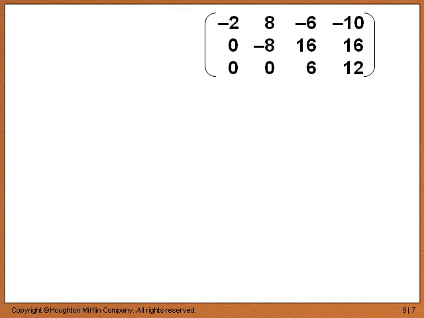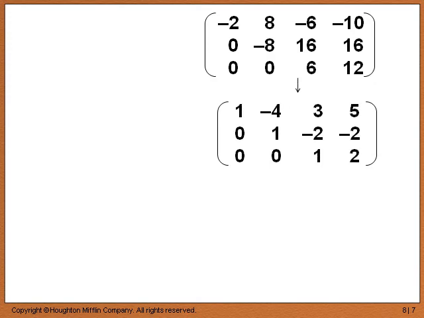And of course, the last step in order to get the row echelon form is to multiply each row by the appropriate constant. So I want to multiply that first row by the constant negative 1/2, because that'll give me 1 as my x coefficient. I'm going to multiply the second row by negative 1/8, because that will give me 1 as my y coefficient. And I'm going to multiply the third row by 1/6, because that will give me 1 as my z coefficient. And I end up with 1, negative 4, 3, 5; 0, 1, negative 2, negative 2; 0, 0, 1, 2. And this matrix is in row echelon form.